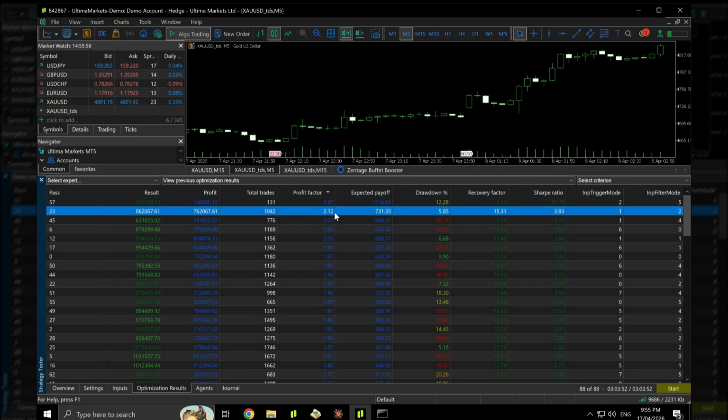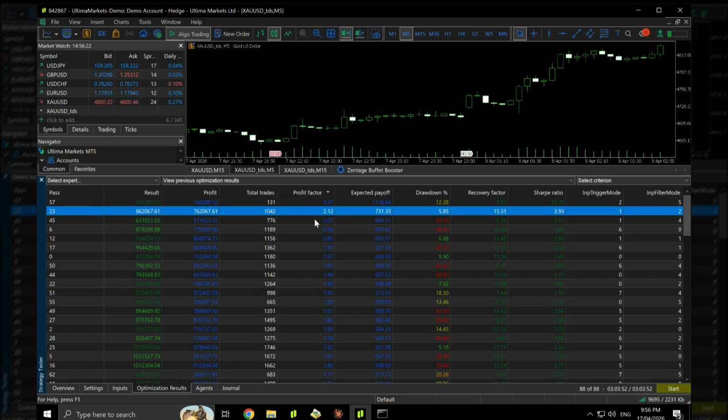Just for reference, casinos usually operate at about 1.1 profit factor. So anything above 2 is already outstanding. This strategy also has 1,042 trades, which is actually a good sample size. And the profit is around $762,000, which is also very strong. So this one is looking very attractive. Let's remember this one, pass number 23.